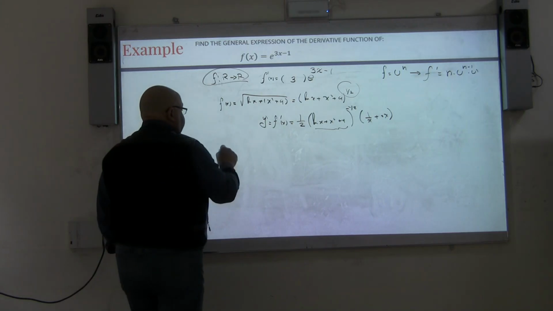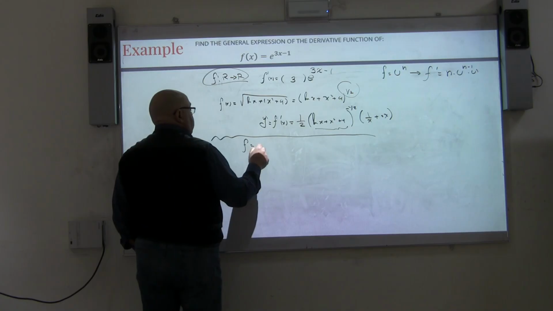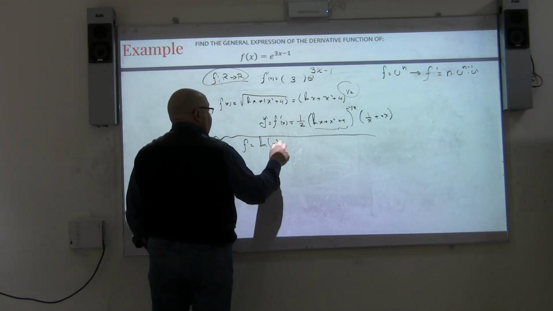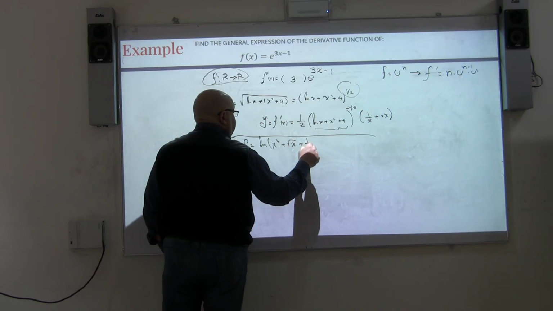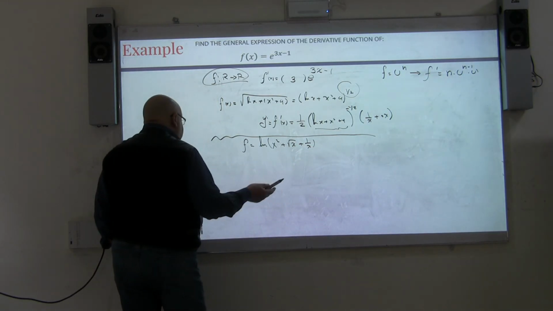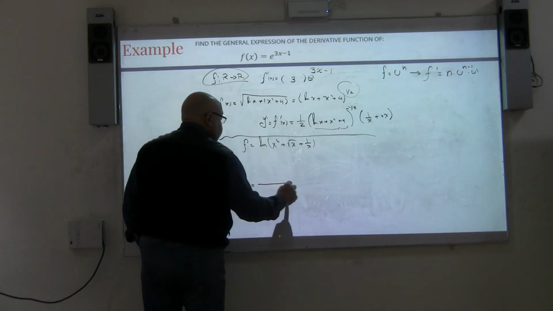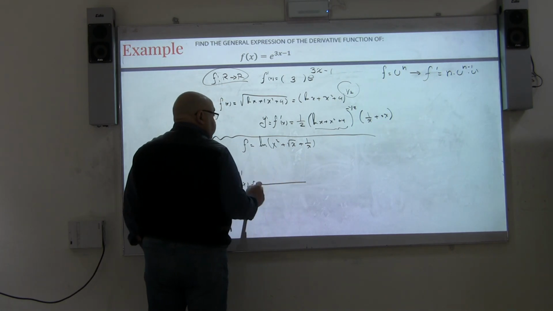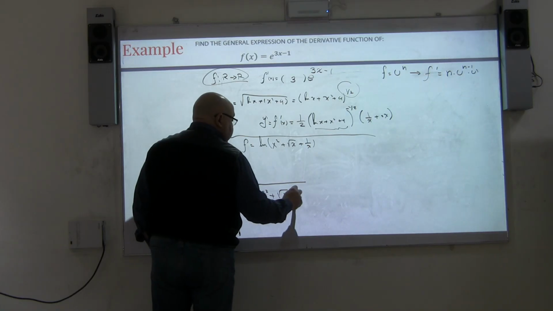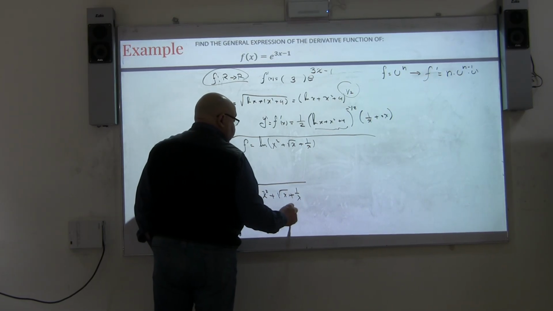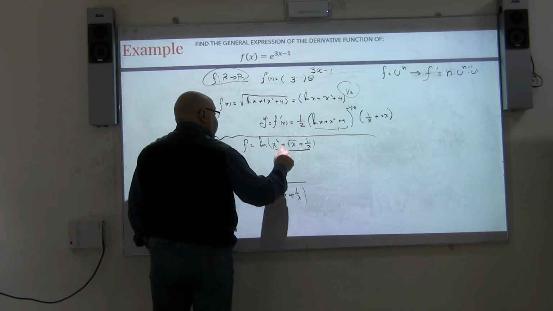Also, another problem, if you like, I can go for problems like this. If I have f, which is ln of x squared plus a root of x plus 1 over x, for example, I can find f dash directly. So f dash of this function is going to equal 1 over the argument of the logarithmic function. So it's 1 over x squared plus a root of x plus 1 over x. Then it will be times the derivative of the argument.